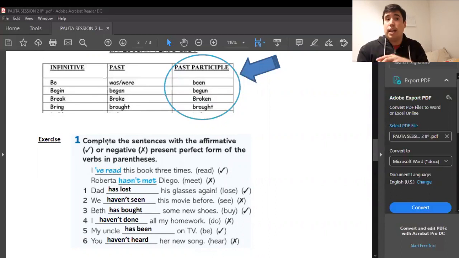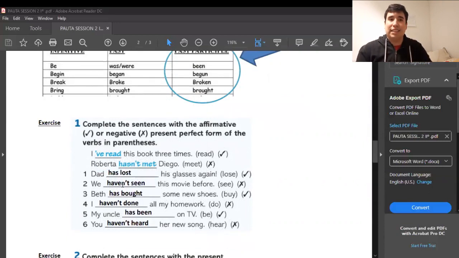We have meet and negative, okay? So, number 1, Dad has lost his glasses again. So, first of all, Dad, third person, he. That's why we use has. Now, lose is an irregular verb.